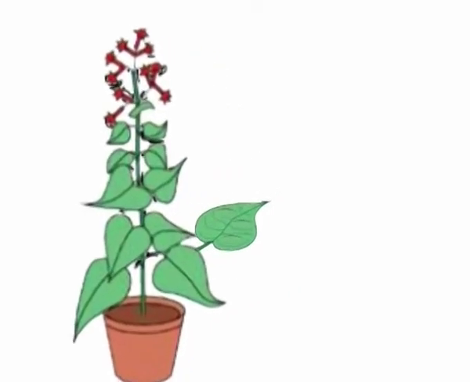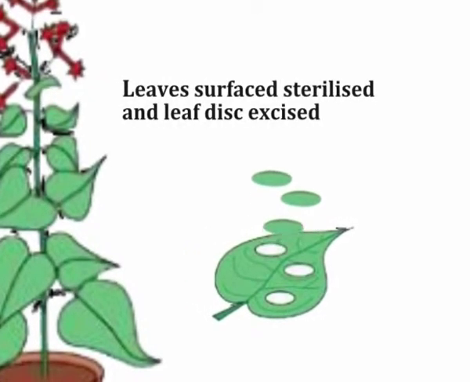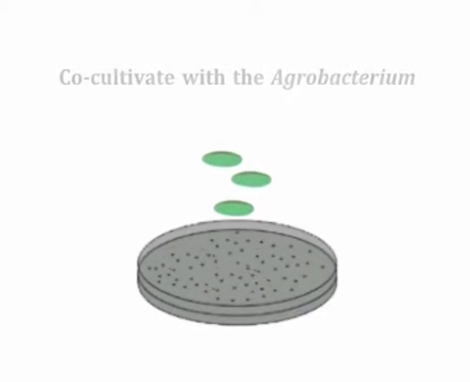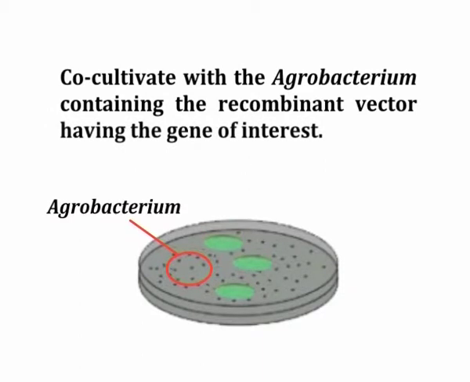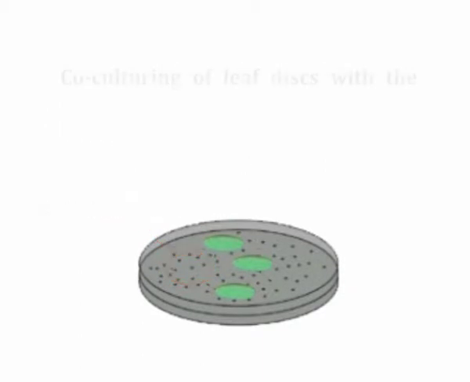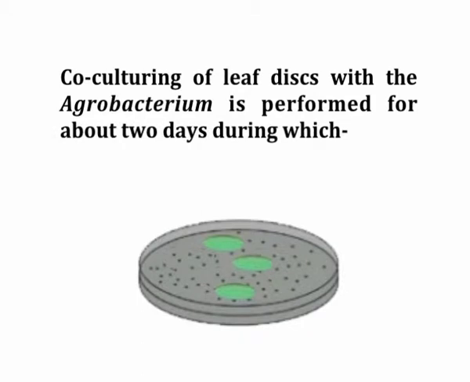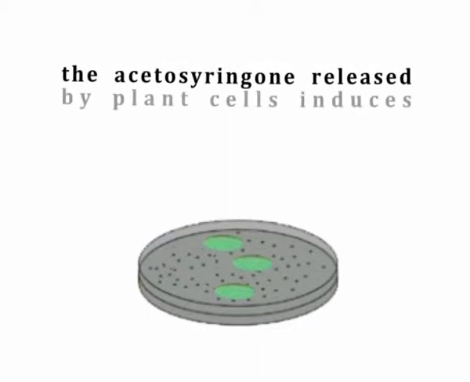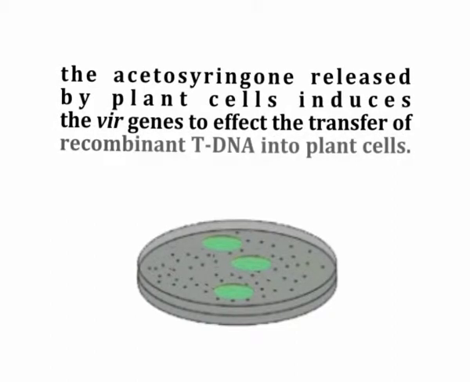The leaf explants are first surface sterilized properly, and leaf discs a few mm in diameter are excised. The leaf discs are used to co-cultivate with the Agrobacterium containing the recombinant vector having the gene of interest. Co-culturing of leaf discs with the Agrobacterium is performed for about 2 days, during which the acetosyringone released by the plant cells induces the vir genes to effect the transfer of recombinant T-DNA into plant cells.